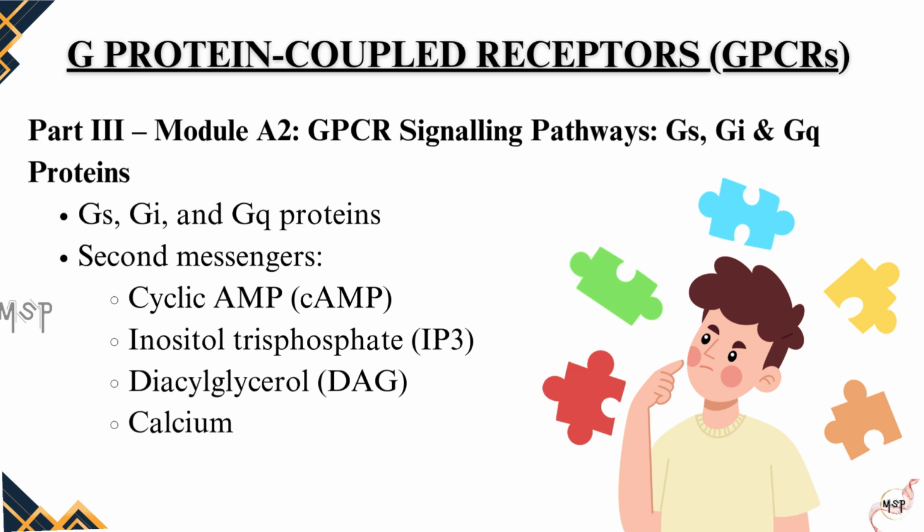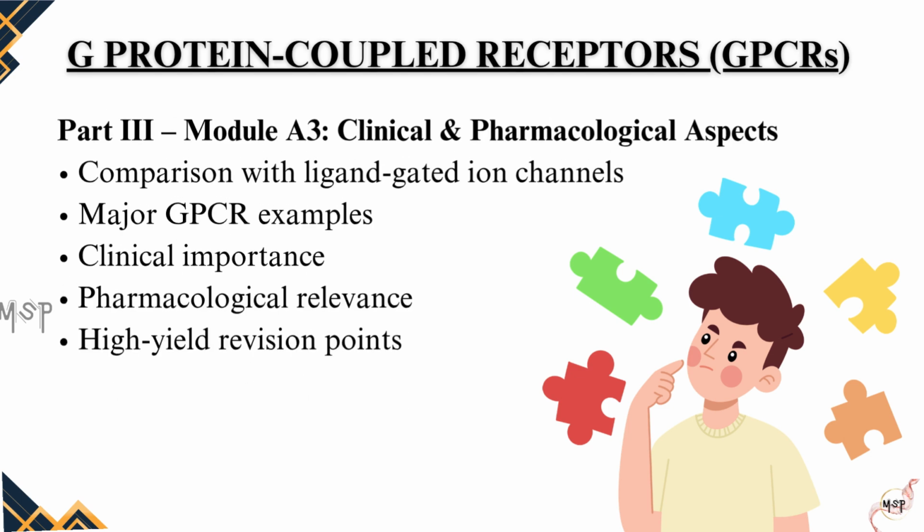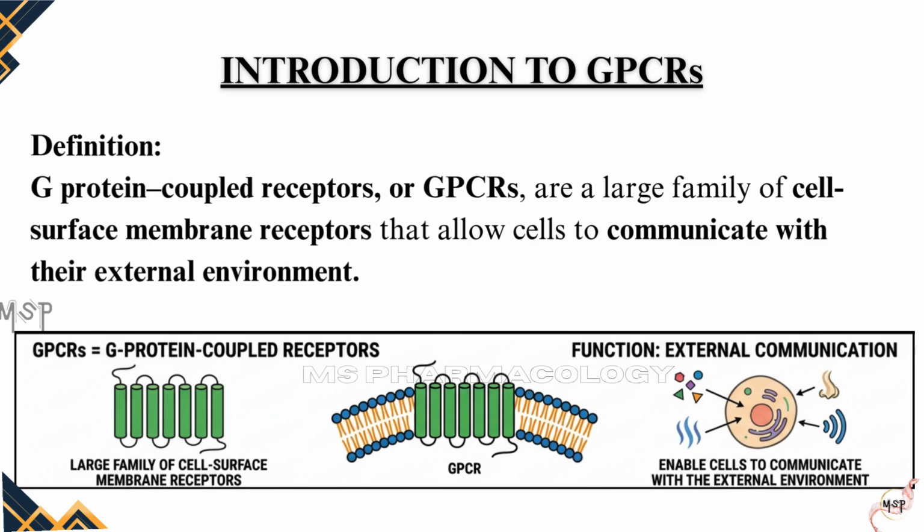In Module A2, we'll explore the Gs, Gi, and Gq signaling pathways and understand the role of second messengers, such as cyclic AMP, inositol triphosphate, DAG, and calcium. Finally, in Module A3, we'll compare GPCRs with ligand-gated ion channels, discuss major receptor examples, clinical importance, pharmacological relevance, and high-yield revision points. So, let's begin with the fundamentals of GPCRs.